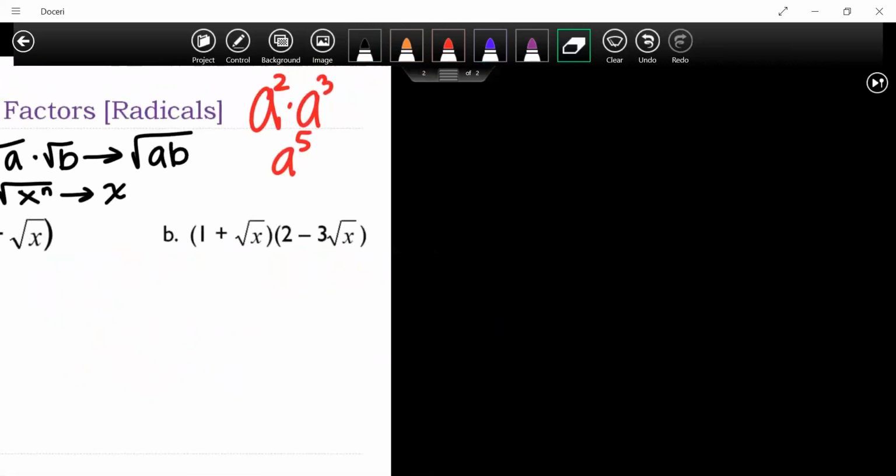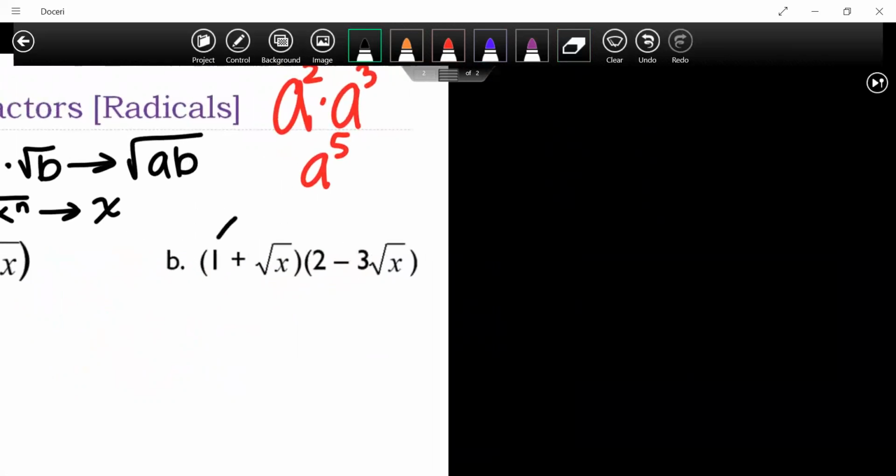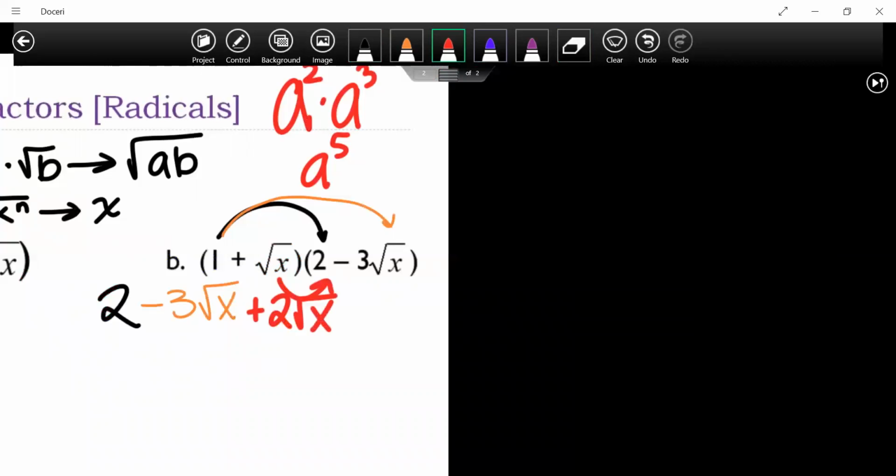We're going to FOIL out our first term. This is first. This is going to be our outer, so minus 3 square root of x, plus our inners, plus 2 root x. And then our last term is going to be minus 3 times root x times root x. This one falls out a little bit nicer.